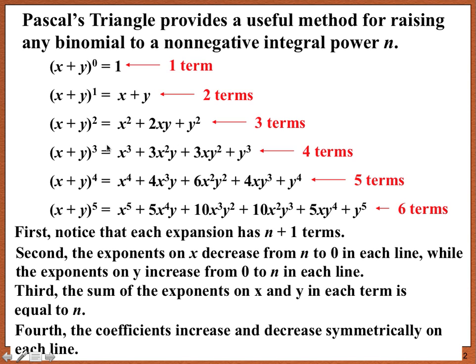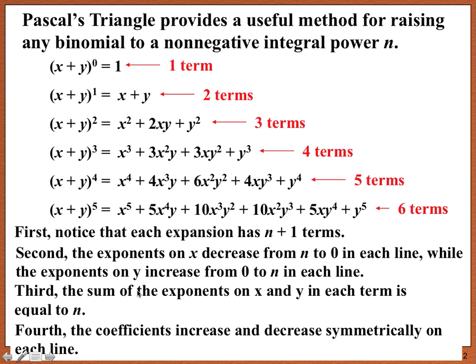Let's start with here, x plus y squared. Coefficient of x squared is 1. Coefficient of xy is 2. Coefficient of y squared is 1. 1, 2, 1. Here it's 1, 3, 3, 1. Here it's 1, 4, 6, 4, 1. Here it's 1, 5, 10, 10, 5, 1. So it's symmetric.